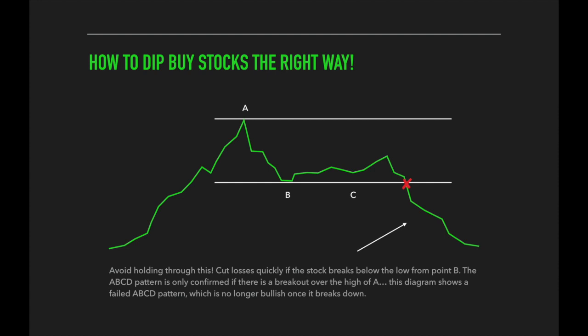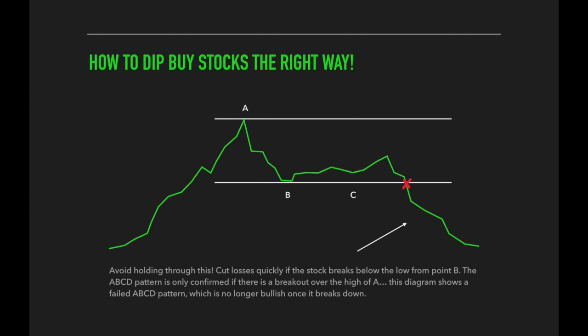But again, because this isn't going to work every single time, I want to make sure that you're prepared to take losses just as much as you are to take profits as well. So right there on the red X, when the stock breaks below that low point of point B, that's where we would cut our losses, and we would look to potentially buy at a new support level later on throughout the day, or we would simply move on from the trade and look for a better setup.